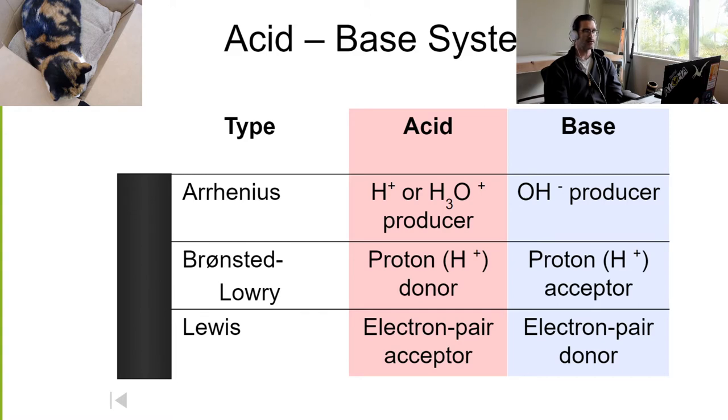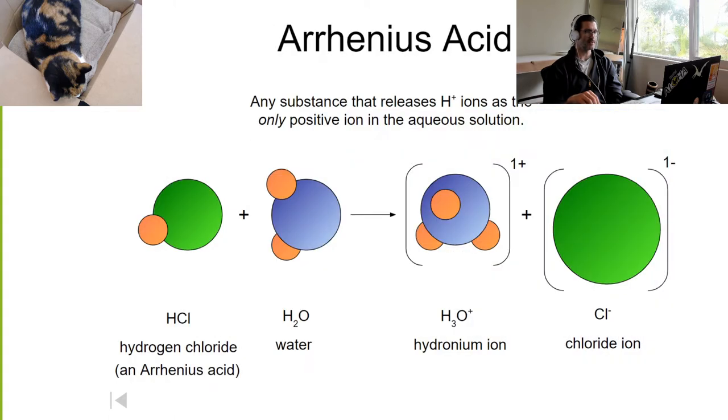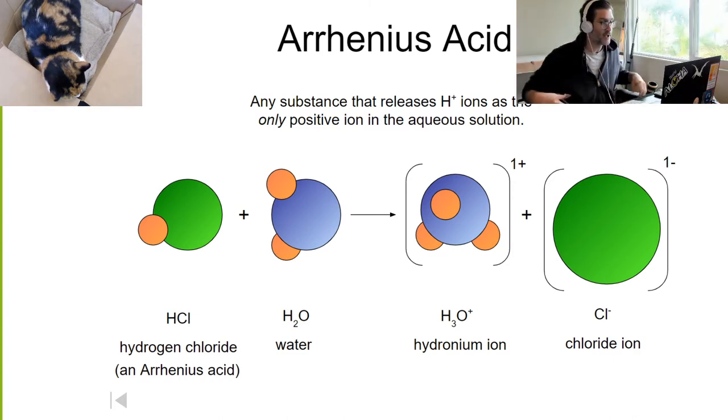Bronsted-Lowry says that an acid is a proton donor, and a base is a proton acceptor. Those are the ones we care about. Here are their pictures. That's how they looked. They're all dead now. They lived around the beginning of the 20th century.